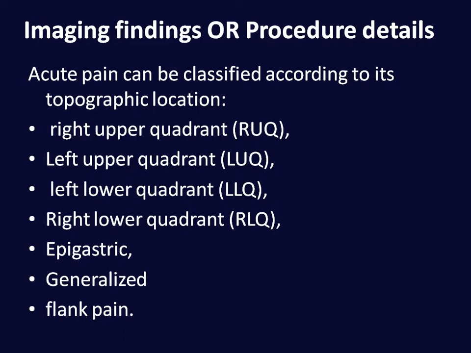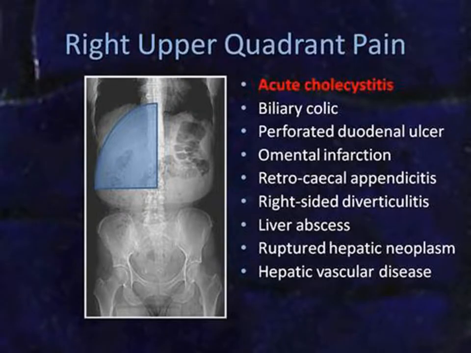Acute pain can be classified according to its topographic location into right upper quadrant, left upper quadrant, left lower quadrant, right lower quadrant, epigastric, generalized, and flank pain. So let's start with the right upper quadrant. What are the most common causes of right upper quadrant pain?